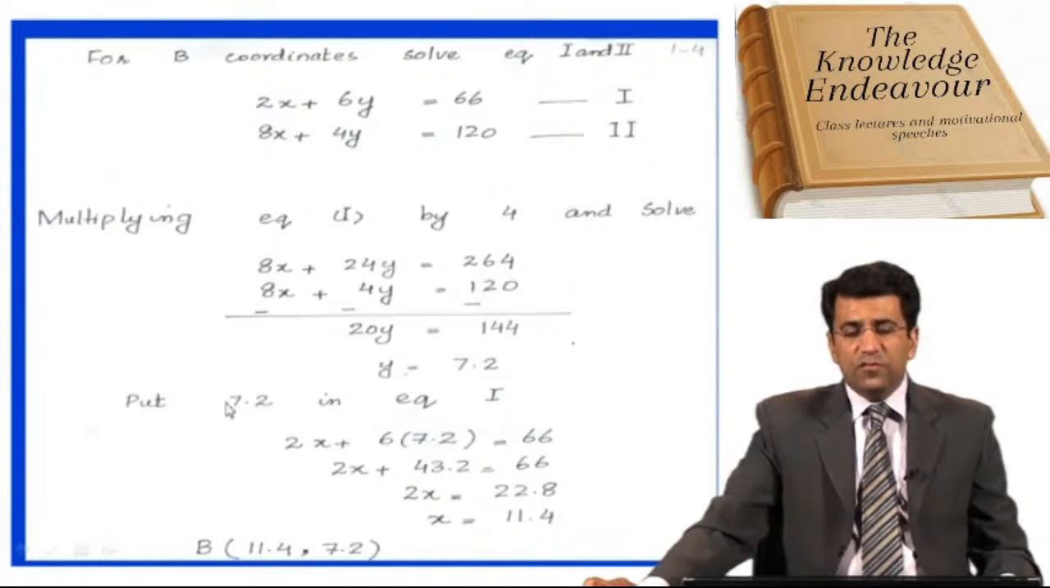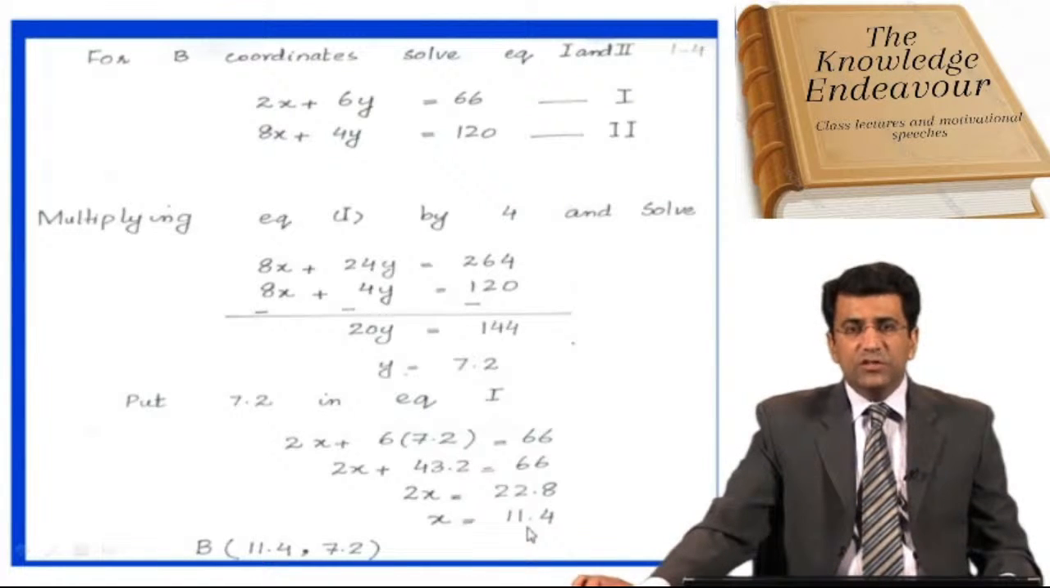Now put this value of y, that is 7.2, in equation 1, we will get 2x plus 6 into 7.2, that is the value of y, is equal to 66, and by solving this equation we get the value of x is equal to 11.4.